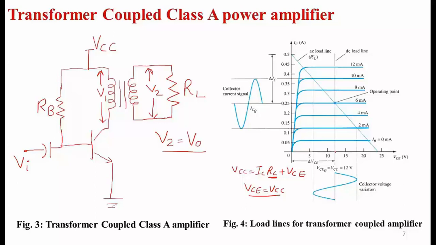Here we can observe that this is the VCEQ, which is equal to VCC. For the second point, we know that IC is equal to VCC upon RC. When the resistance is equal to zero, the collector current is infinite. So the point on the y-axis is at infinity. Hence, this DC load line is a straight line. Now when we give the AC signal to the input of the amplifier, some amplified AC signal will flow.